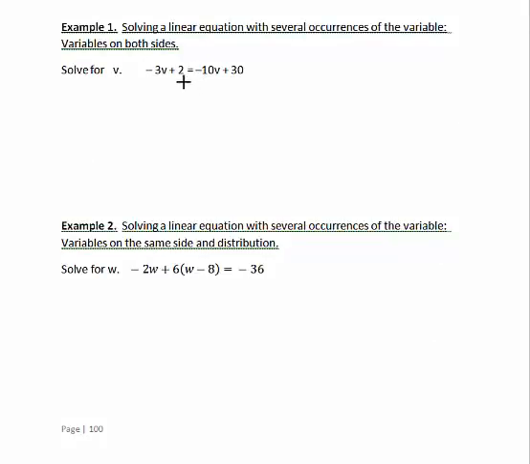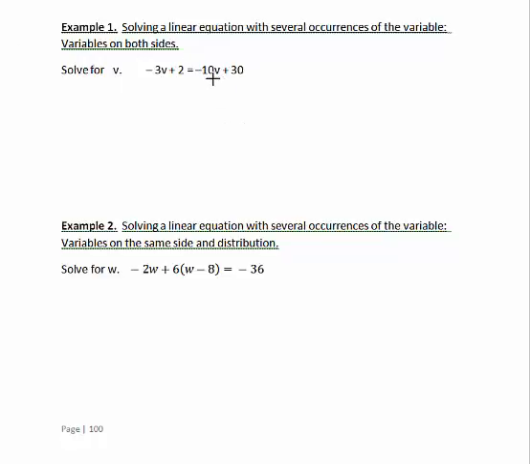Moving on to example 1. We have a similar situation as we did in the previous problem. Notice that there is a v term on the left and a v term on the right. So one or the other one is going to have to move to the opposite side. I usually move the term with the smaller number, which in this case would be the minus 10v.